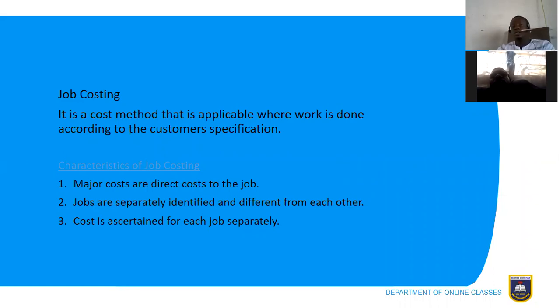That is it. Yeah, Dudoja, welcome. Any question? Today our focus is on job costing, and we've just started. Okay, so we looked at the definition for job costing and then the characteristics. Any question before we proceed?